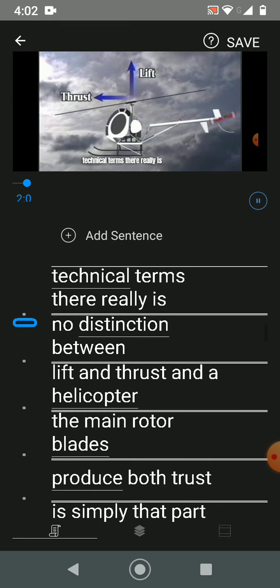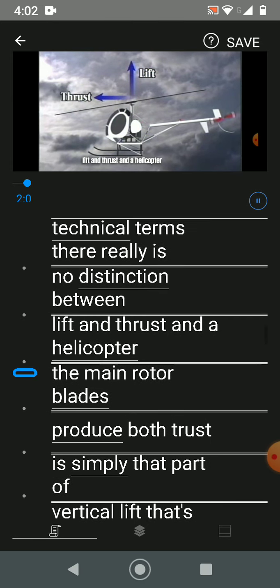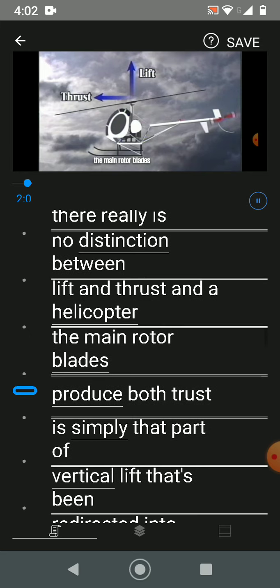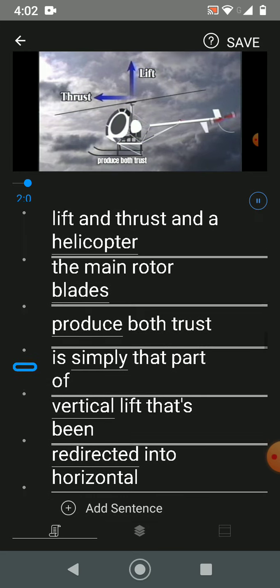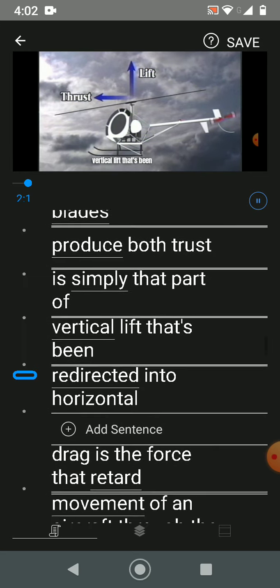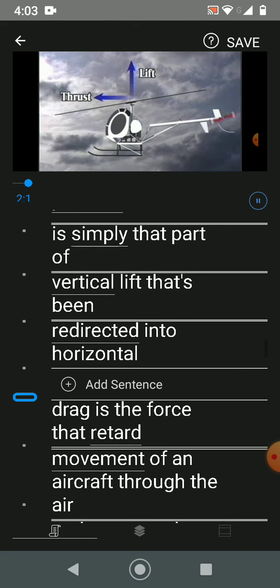In practical terms, there really is no distinction between lift and thrust in a helicopter. The main rotor blades produce both. Thrust is simply that part of vertical lift that's been redirected into horizontal lift.